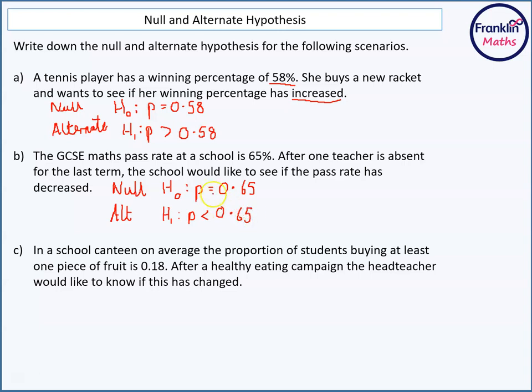Okay. Now, this bottom one here, you must watch out for. It's very, very subtle. So you need to be looking certainly in exam questions for anything which says different or changed. Notice these ones, it's quite obvious. We've got increase and decrease. Well, this one says changed, or it could have said, we want to know whether the proportion is different. So in this case, we just need to be careful. So my null hypothesis is still the same, in terms of the proportion hasn't changed. So the probability of me finding somebody who has bought one or more pieces of fruit is still going to be 0.18.